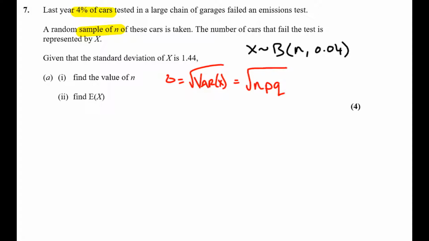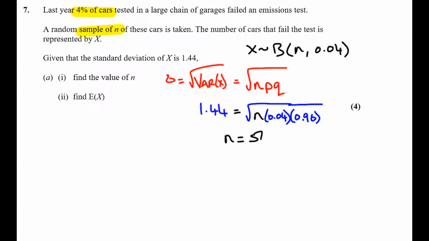So substituting in the values that we know, the standard deviation is 1.44. That's going to be the square root. N we don't know, but p we've been told, and from there we can figure out q must be 0.96. Square both sides and then divide by 0.04 and 0.96, and that should get you our value for n. And from there, n equals 54.